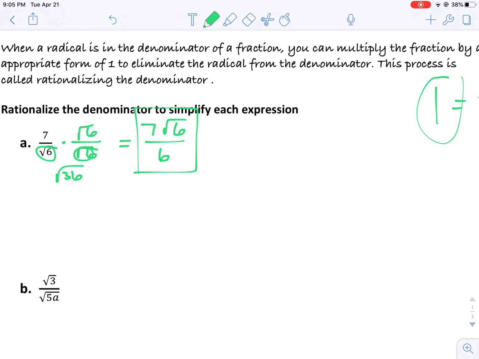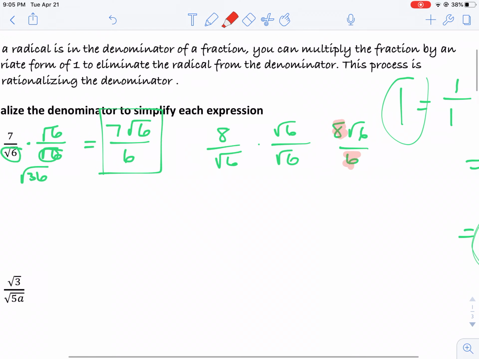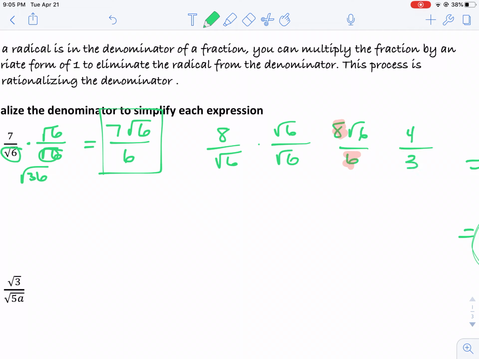I do want to do one more example similar to this. Say we had something like 8 over root 6. We would still multiply by root 6 over root 6, and we would get 8 root 6 over 6. Now we have two numbers outside of radicals, 8 and 6, and we can simplify that. So when we think about the fraction 8 over 6, we can divide both of those by 2 to write this as 4 over 3. And then that root 6 would stay the same.